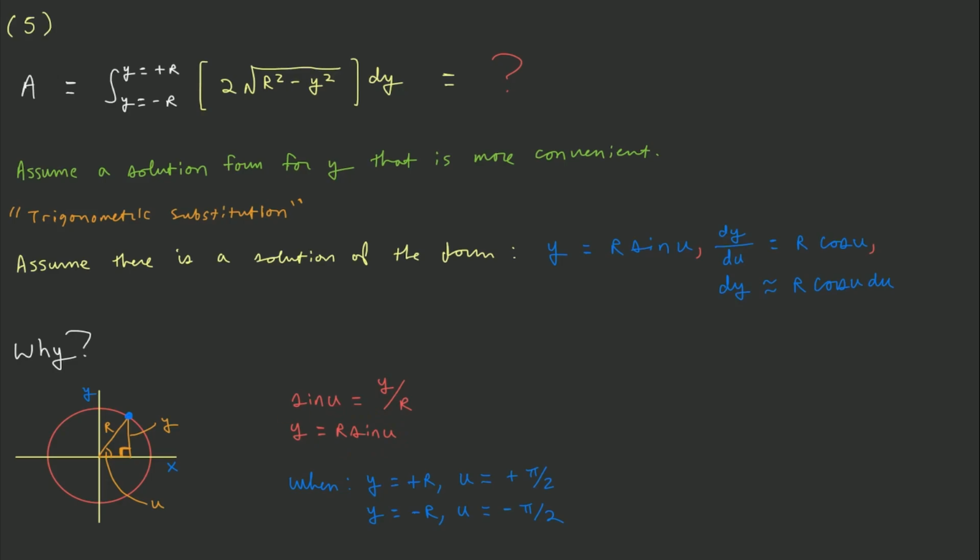of u, we see that when y is equal to positive r, u, or the angle, is equal to positive pi over 2. And when y equals negative r, u is equal to negative pi over 2. So when y equals positive r, we're up here, that angle is positive pi over 2. And when y equals negative r, this angle is negative pi over 2. And this is going to be useful because we're going to need to do a change of limits of integration along with our change of variables, which we'll show in the next slide.